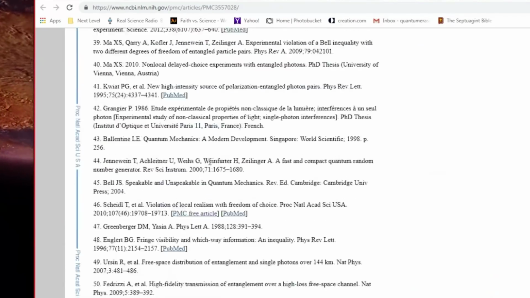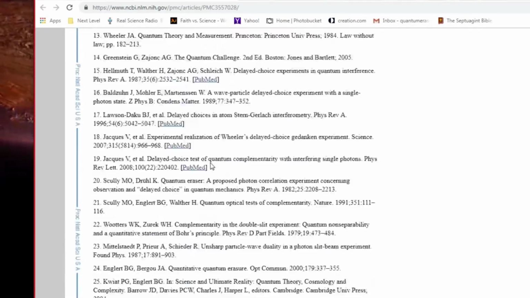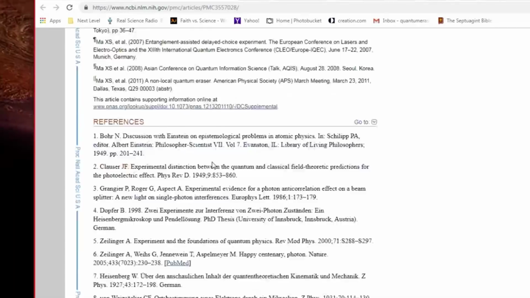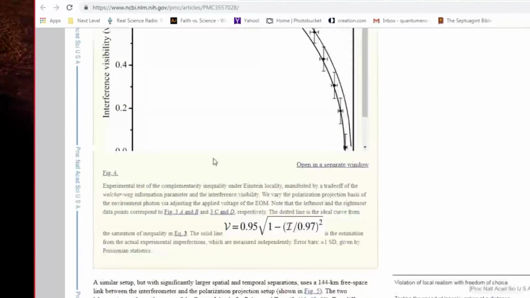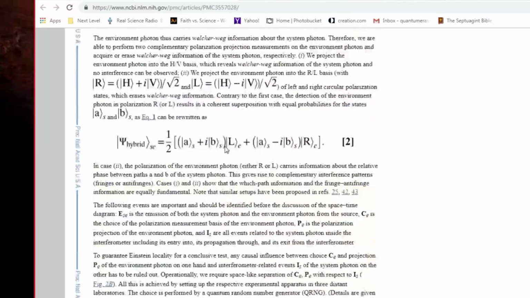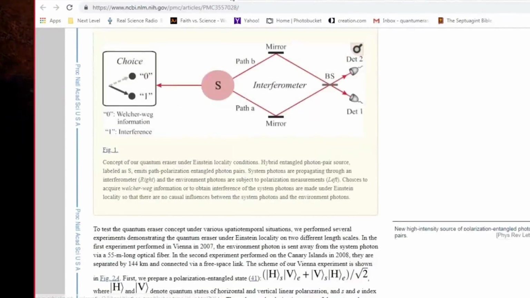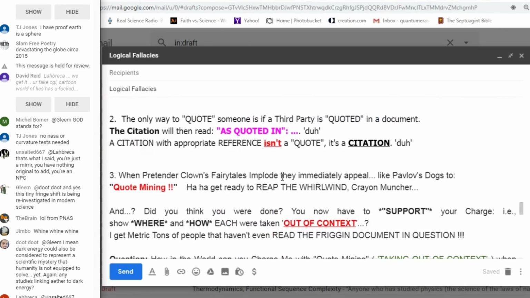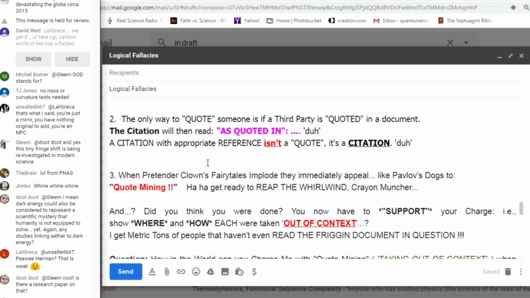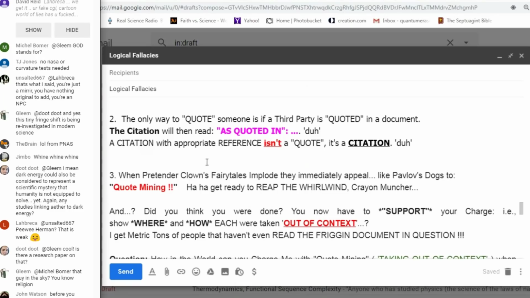52 of them. There's 52 in here, folks. I guess these are all quote mines, right? Because they're highlighted up here in the document. Parenthetically cited. Unbelievable. Right? Number two, the only way to quote someone is if a third party is quoted in a document.